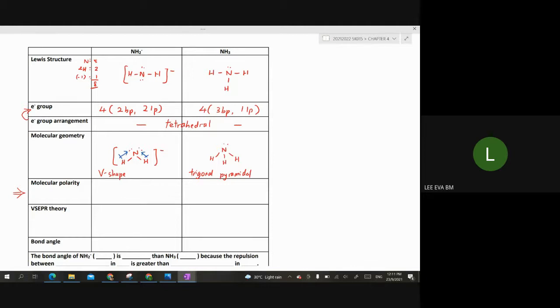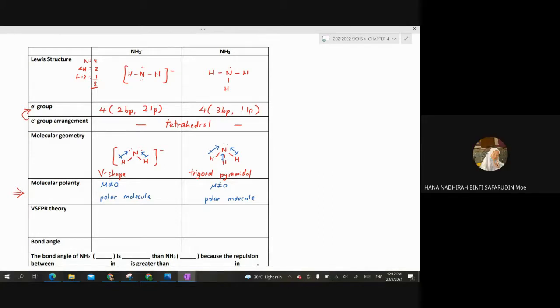Over here you can see they do not cancel out each other. Therefore you have a resultant dipole moment, so it's not equal to 0. Therefore NH2 negative is a polar molecule. How about NH3? We also point towards nitrogen. The resultant is still the same, because everything pushes in the same direction and cannot cancel. So both structures are polar molecules. Did you get it?